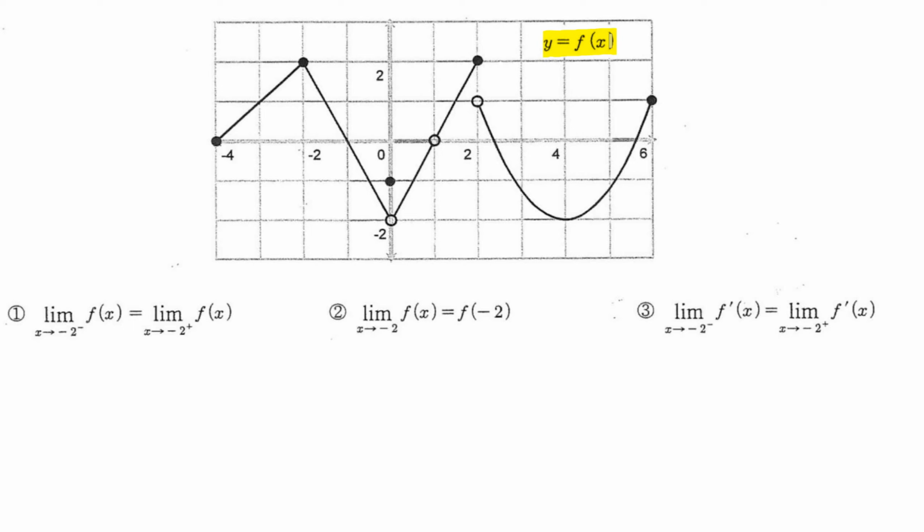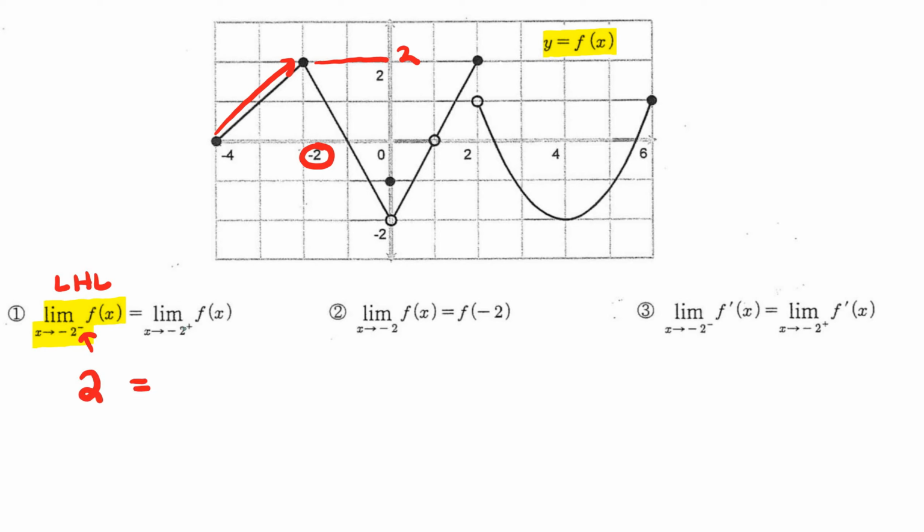All right, so for question number one, if I take a look at this statement here, the limit as x approaches -2, and we're approaching it from the left-hand side. So this is actually a left-hand limit, and we're approaching -2. So there's -2, and if I approach -2 from the left-hand side, the height that I approach is going to be +2. So the left-hand limit is equal to 2 here.